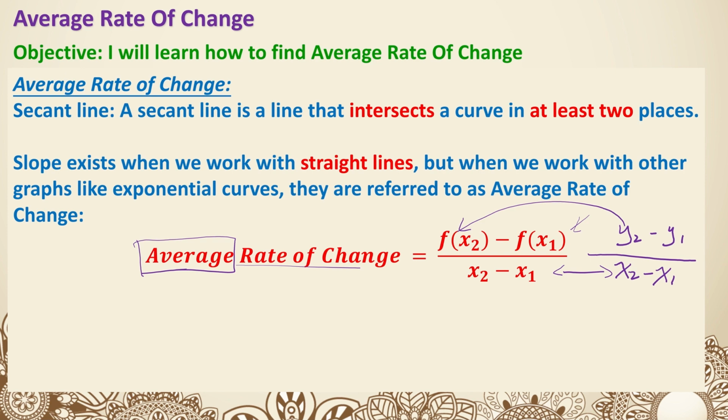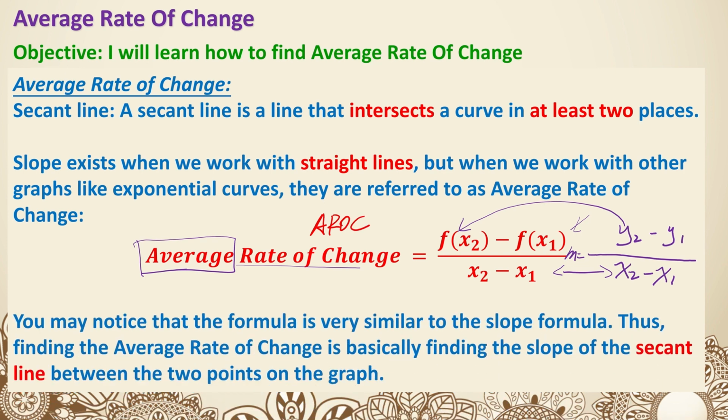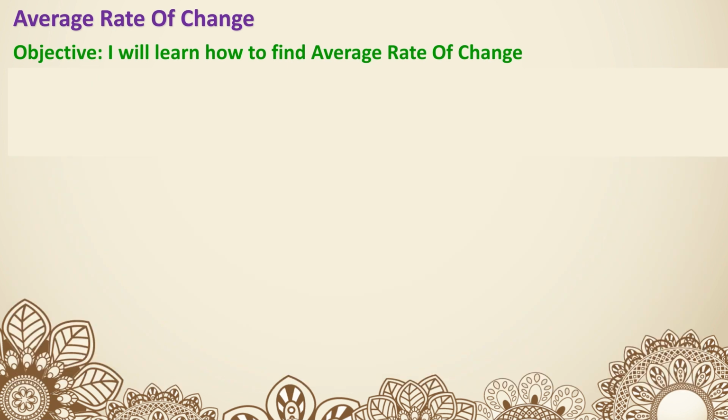And sometimes we may actually need to calculate them instead of just identifying them from points. Since when we calculate slopes we write m equals, here we still need to write average rate of change equals, but that's a bit too long. So in short, we're going to write it as AROC, A-R-O-C. You have noticed that the formulas are very similar. Finding the average rate of change is basically finding the slope of the secant line between the 2 points on the graph. So let's start with graphs.